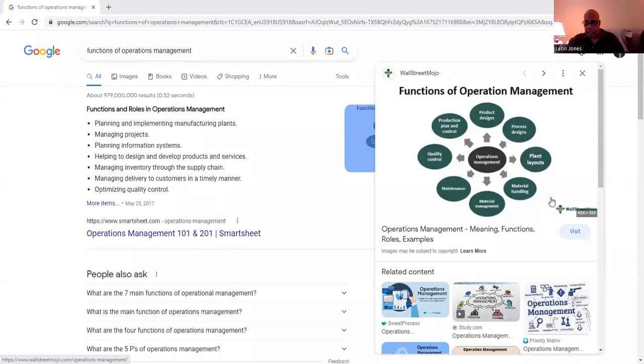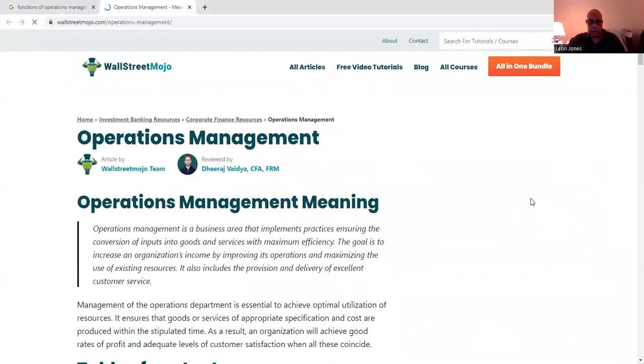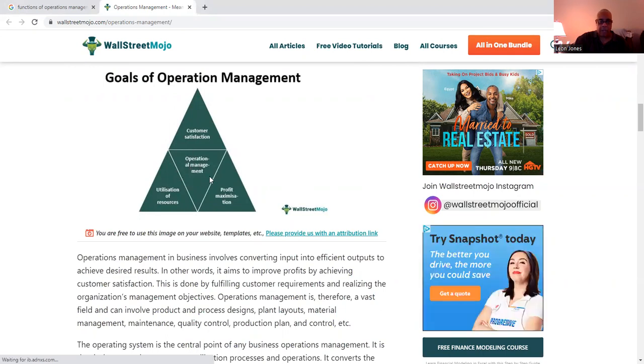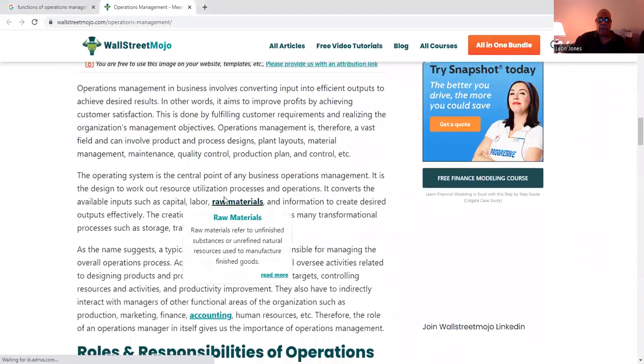As I pull out a chart here, share my screen here and give you, all right, the functions of operations management. Can I make it bigger? Might be able to make it bigger. Okay. Goals. You have your goals, customer satisfaction. It's at the top of the pyramid. Then you have an inverted pyramid, operations management. It's almost like a Venn diagram. Utilization of resources, profit maximizing.